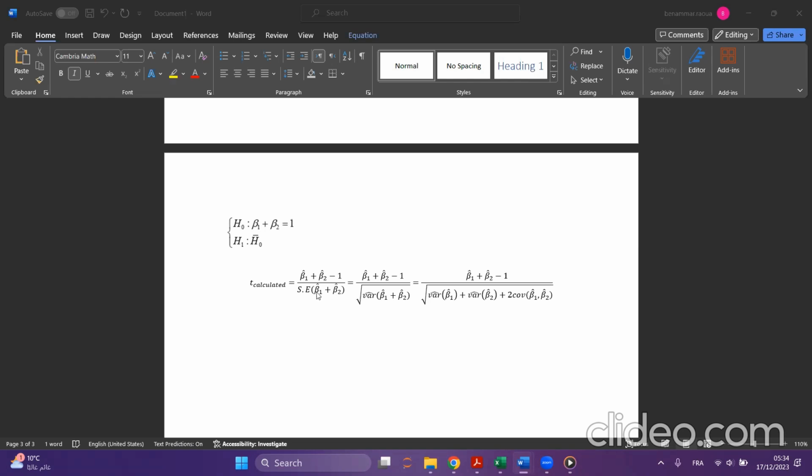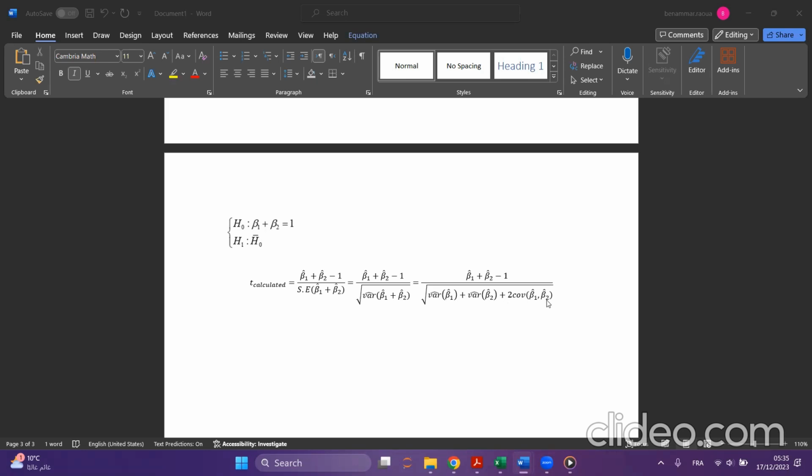So we get the standard error by taking the square root of the variance. And as we learned in our very first session, the variance of beta 1 hat plus beta 2 hat is equal to the variance of beta 1 hat plus the variance of beta 2 hat plus 2 times the covariance of beta 1 hat and beta 2 hat. So where are we going to get these variances and the covariance?